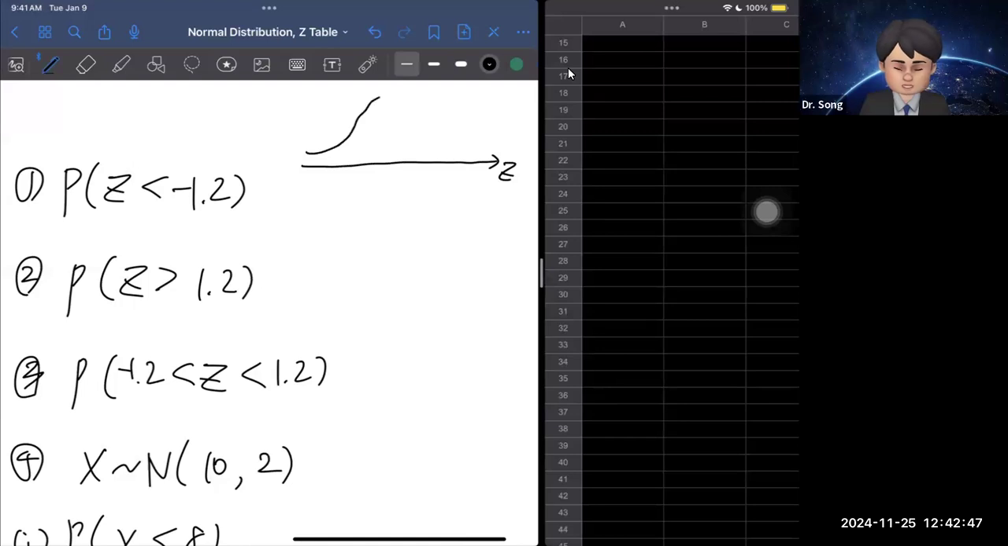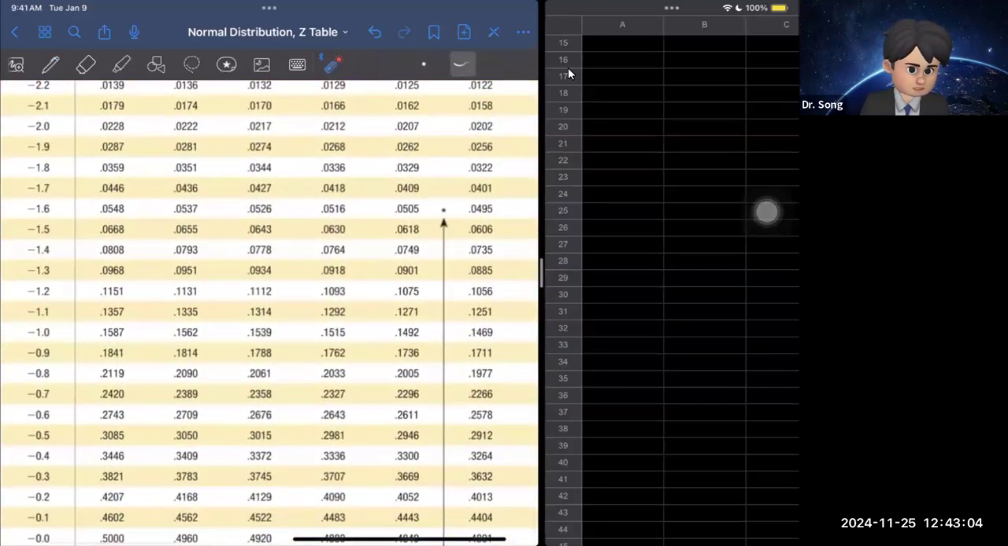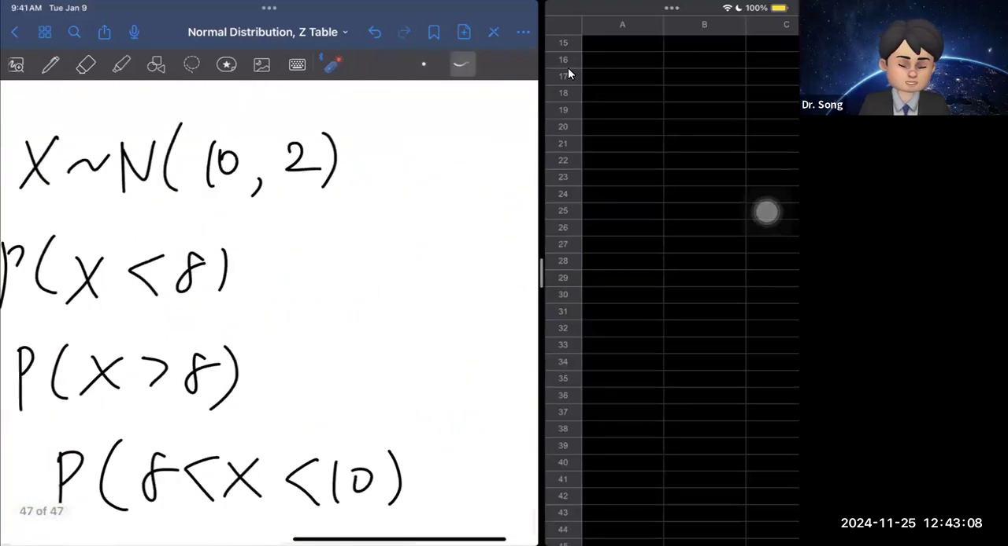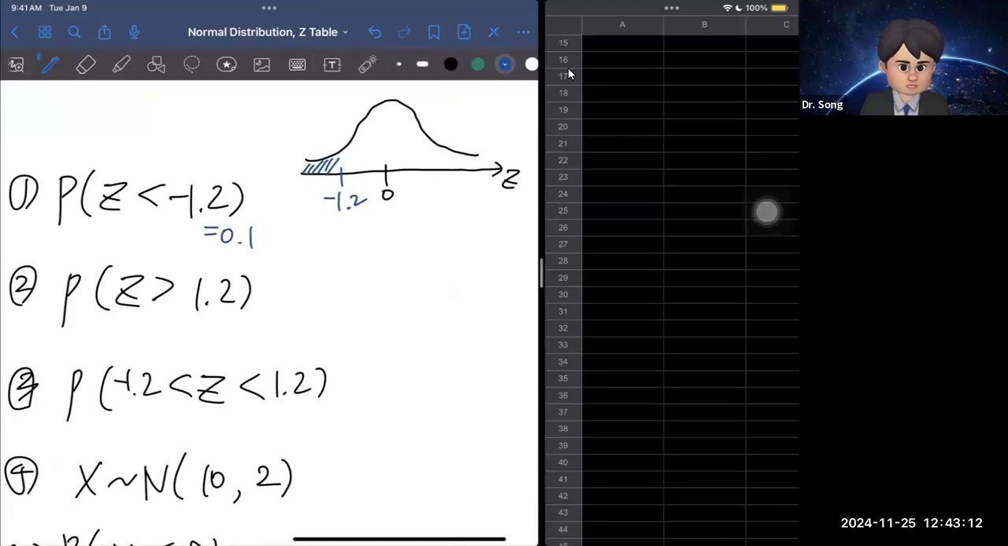So this is a standard normal, the center is 0, and this is negative 1.2, which means you need to calculate this blue shaded area. Now you go to the table and find negative 1.2. That is here, negative 1.2 is 0.1151. That means the answer is 0.1151. So this shaded area is 0.1151.